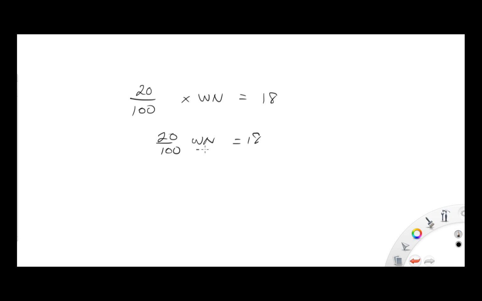How do we get what number by itself? We do the opposite. So we're going to multiply by 100 over 20 on both sides so that we can cross these out. We're left with what number equals. Now, it's 18 over 1 essentially. So 180 over 20, and we come out with our number being 90.